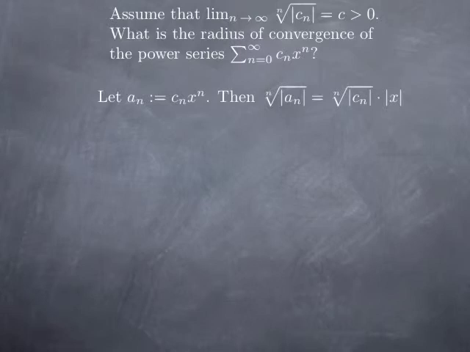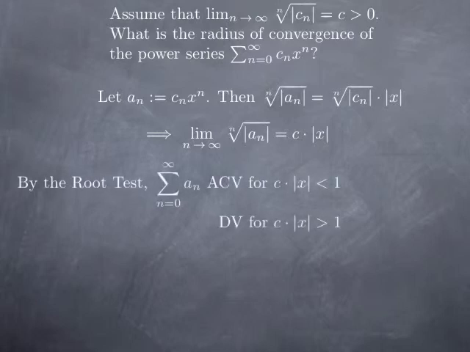So if we take the general term of our power series, Cn x to the n, and we try to apply the root test to that series, then when we look at the nth root of absolute value of an, it's the nth root of absolute value of Cn times the nth root of absolute value of x to the n, which is simply absolute value of x. To apply the root test, what we're interested in is a limit of this as n goes to infinity. X is fixed, so when n goes to infinity, this nth root of absolute value of Cn converges to c, so our limit is c times absolute value of x.